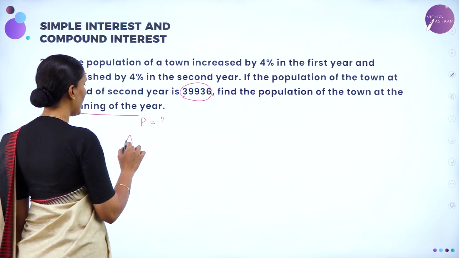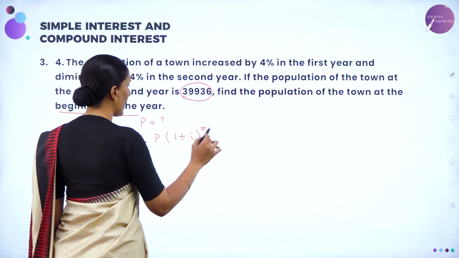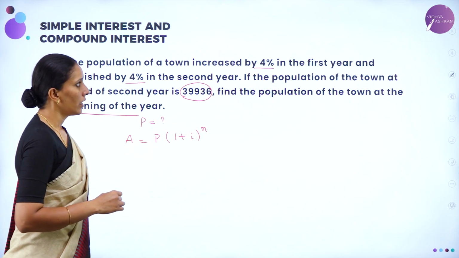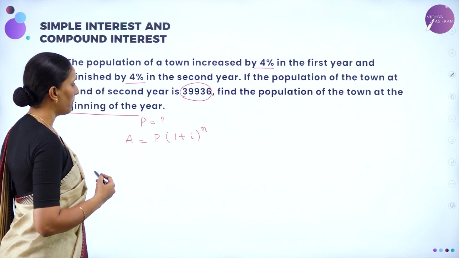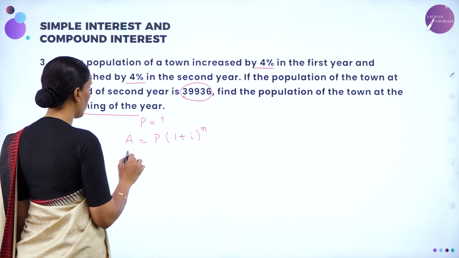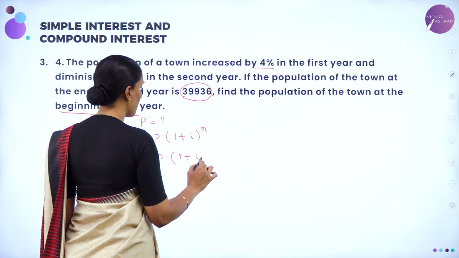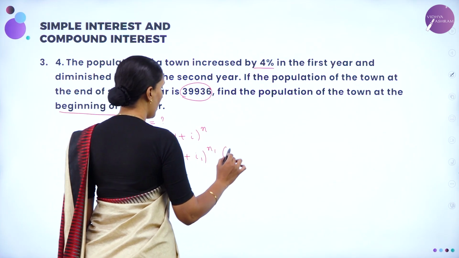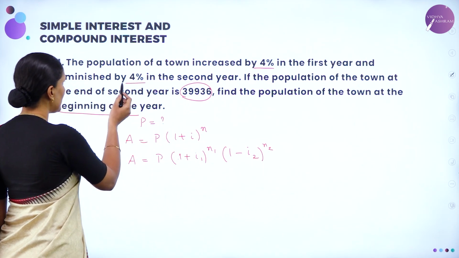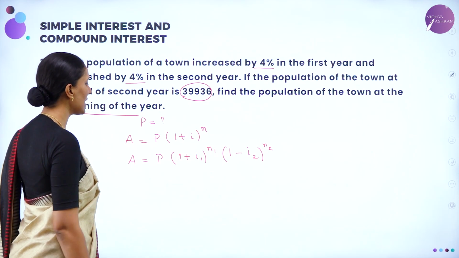So we know that A is equal to P into (1 plus i) to the power n. But here there are two different rates, where in the first year it is increased by 4% and the next year it is decreased by 4%. So the amount formula varies here as (1 plus i1) to the power n1, (1 minus i2) to the power n2, because in the second year it decreases by 4%. So therefore the formula becomes minus i2.